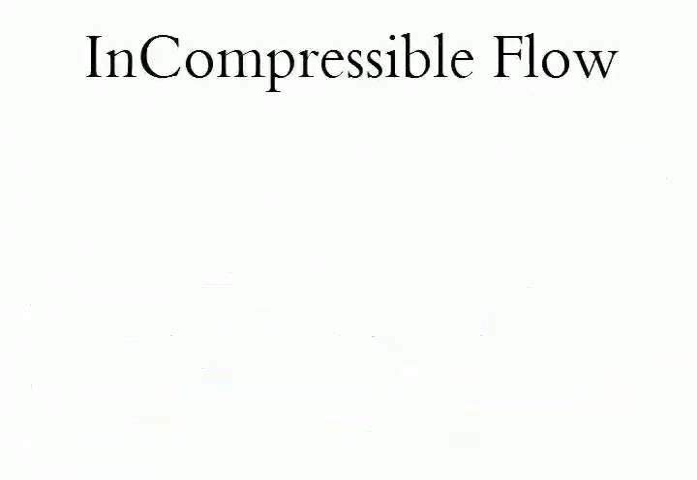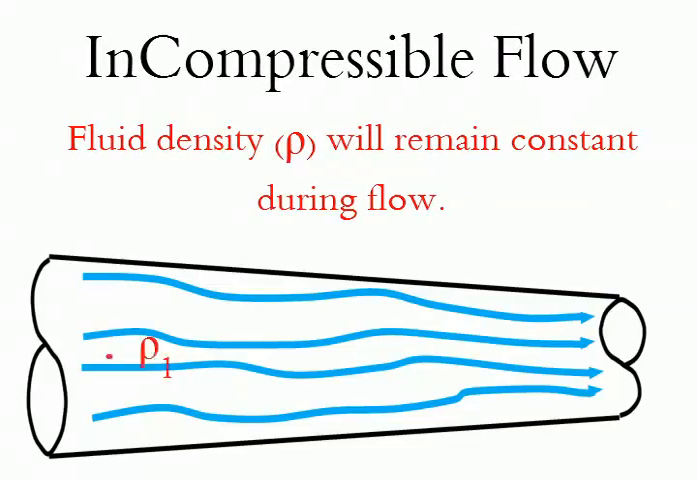The flow in which the density is constant for the fluid flow is called incompressible flow. For example, flow of liquids, flow of gases in fans and blowers.